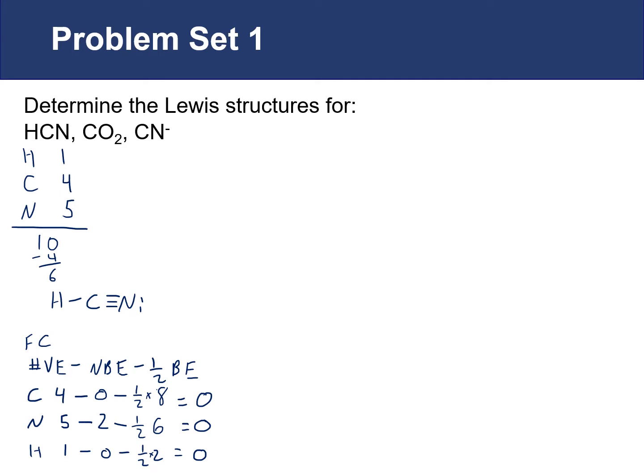Looking at our next example, CO2, we have carbon, which has 4 valence electrons, and oxygen, each of which has 6, and there are 2 of them. Add them all together, and we get a total of 16 electrons to work with. We're going to put our carbon in the middle, bond it to our 2 oxygens. It takes up 4 electrons total, so we have a total of 12 left. Put them around our outermost atoms first.